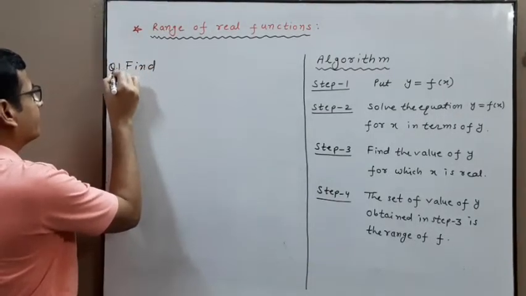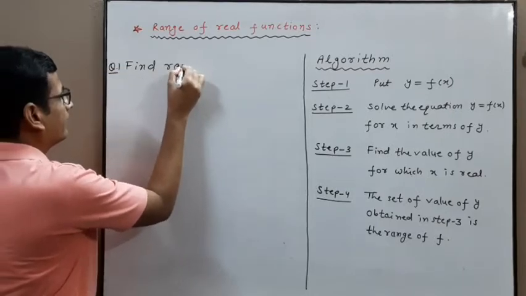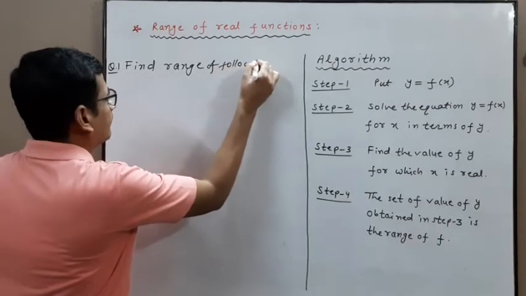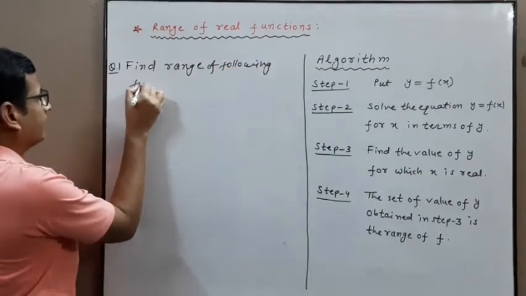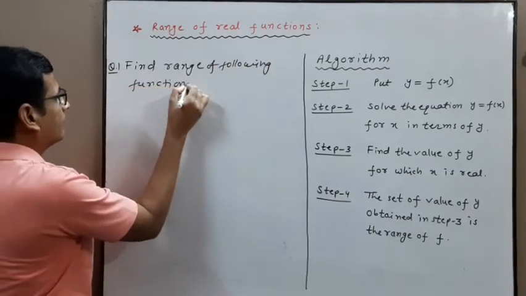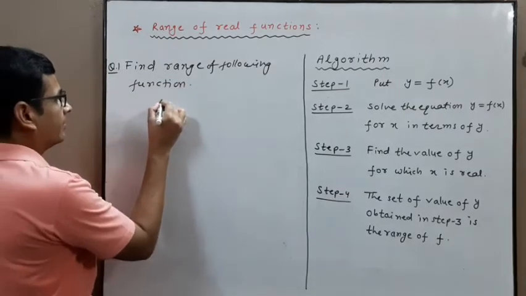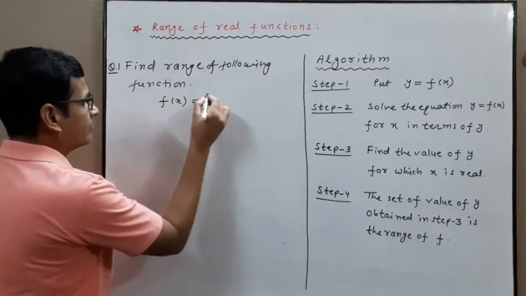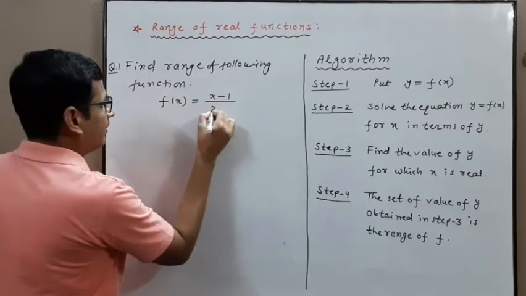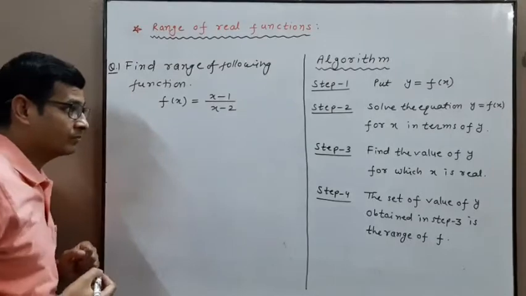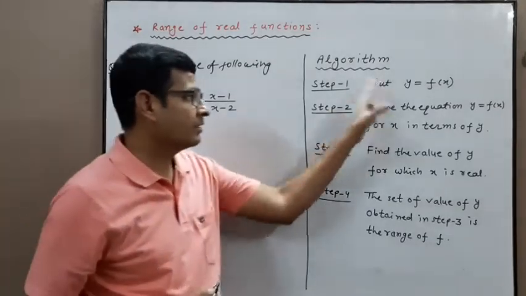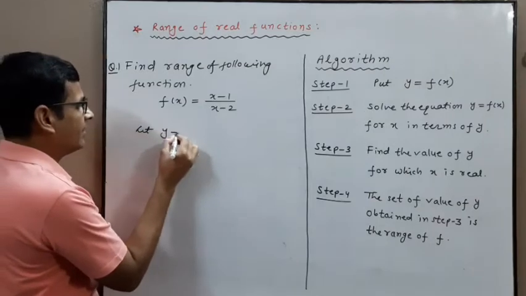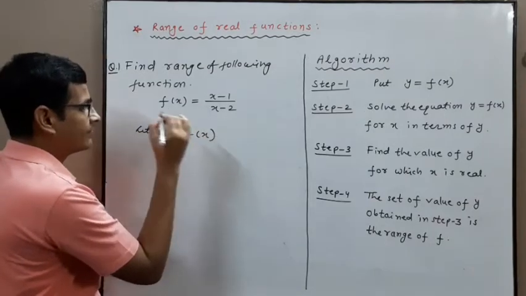Question number 1, find the range of the following function. f(x) equal to (x minus 1) upon (x minus 2). Step 1, put y equal to f(x). So first step, let y equal to f(x).